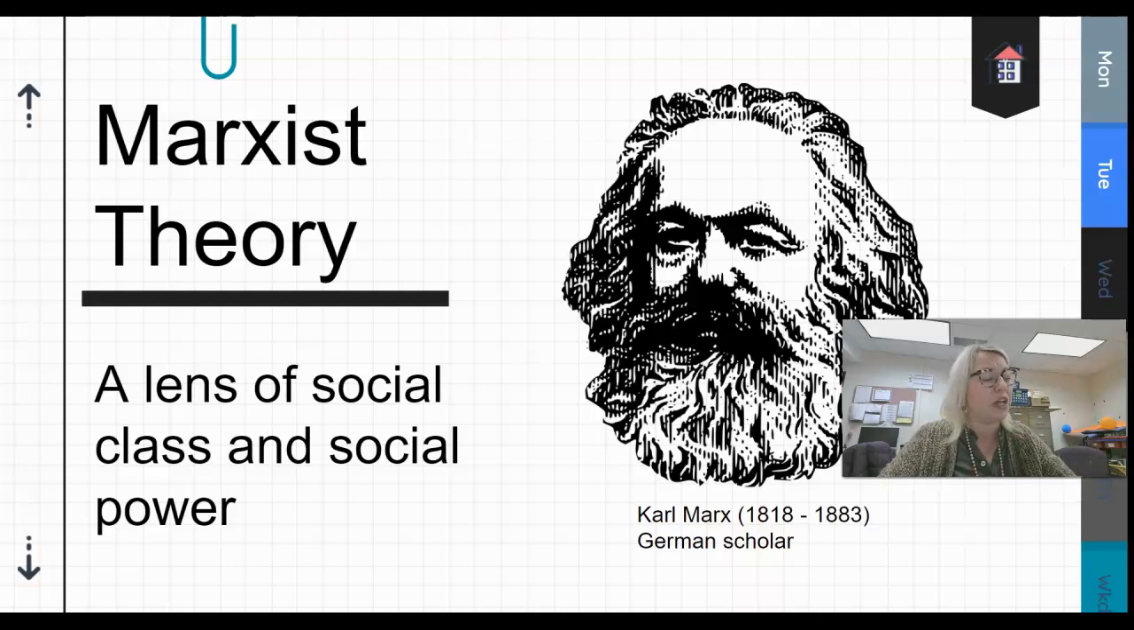And he came up with the theory of Marxism in the 1800s, which was a social, political, and economic theory that really examines problems with capitalism. And he says in his theory that capitalism isn't fair. Eventually, the people who are doing all of the work, the working class, are going to rebel against the people in power. So that's kind of Marxism in a nutshell. He's looking at social class and who has power. So let's dig in a little bit deeper.